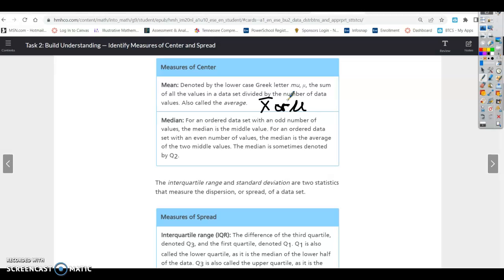All right, your median. For any ordered data set with an odd number of values, the median is the middle value. For an ordered data set with an even number, the median is the average of the two middle values. The median is sometimes denoted by Q2. Also make sure you know that it says ordered data. That means this has to be in order from least to greatest. So to find the median, your data set does have to be ordered.